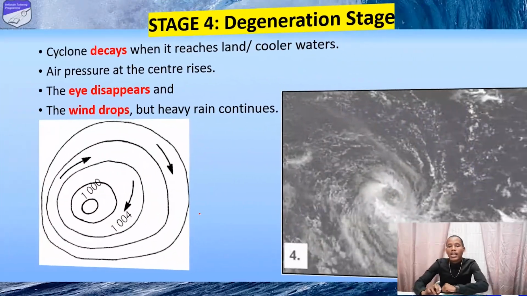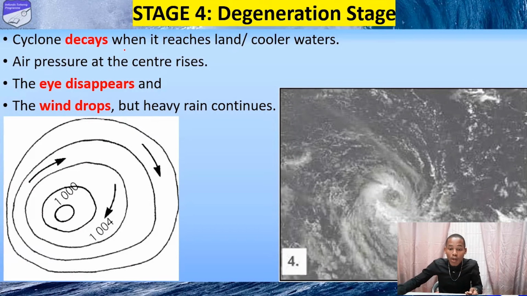Let's look at our 4th stage, the degeneration stage now, where a cyclone is dissipating. The cyclone has been moving from our 5-degree now towards the 30-degree latitude, where it is much cooler. Hence, the cyclone is going to decay because it's reaching the land and it's reaching cooler waters. I told you in the previous lesson, when it reaches the land, it experiences friction, and then now it's no longer receiving the heat it requires to continue to develop.